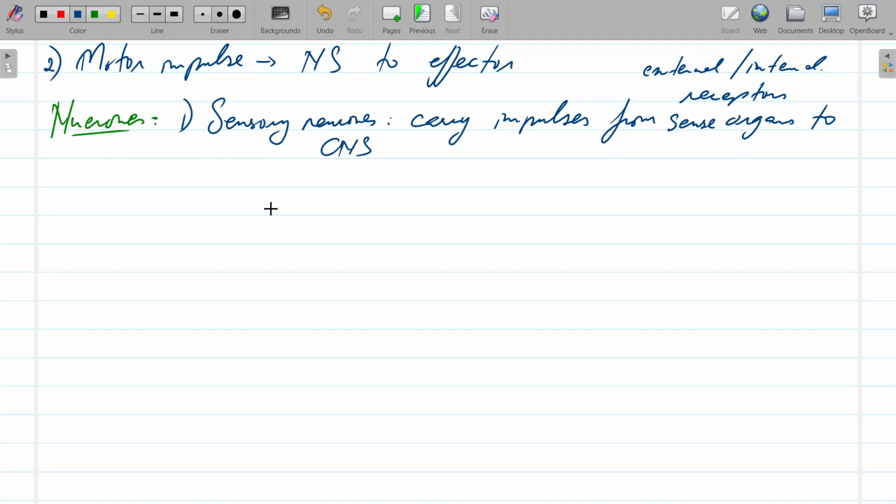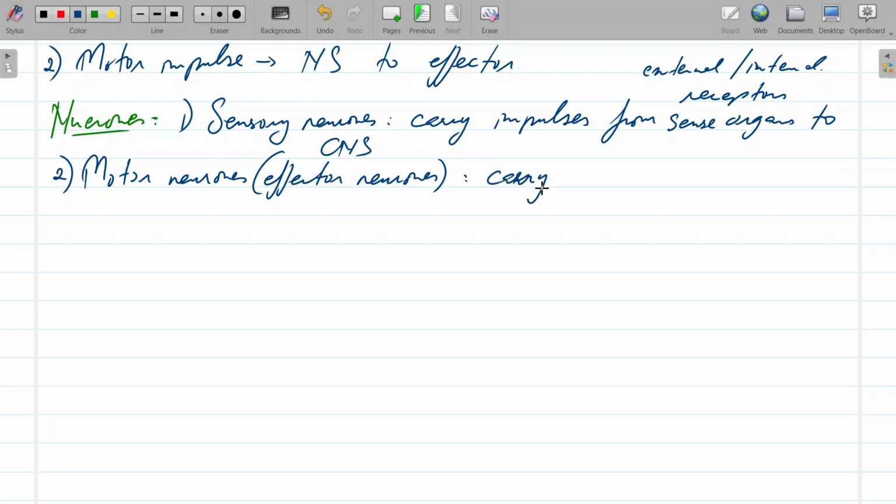Then you've got the motor neurons, which are the ones carrying the motor impulse. They're also called the effector neurons because they carry the impulse from the central nervous system to the effectors, which means the muscles or the glands.